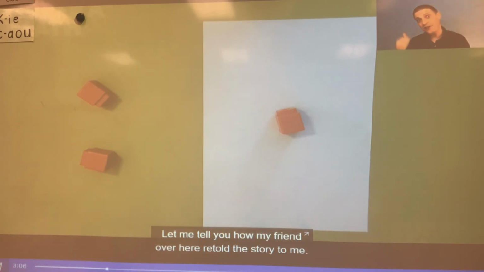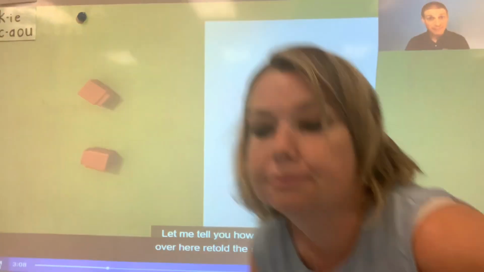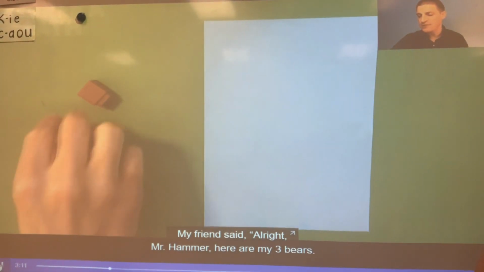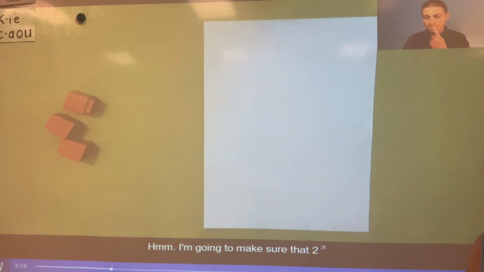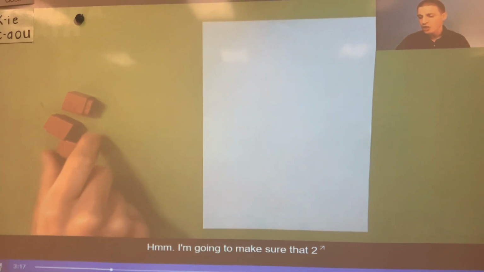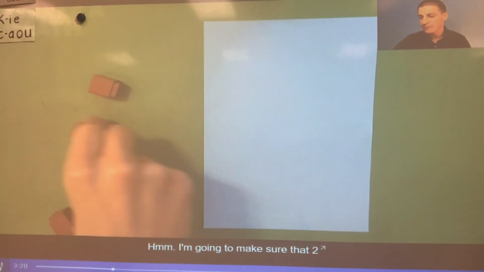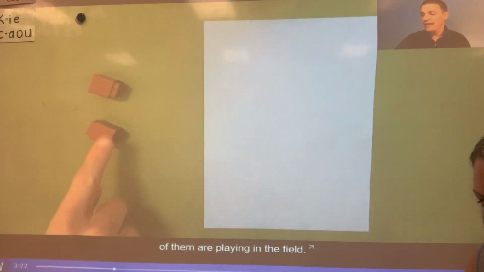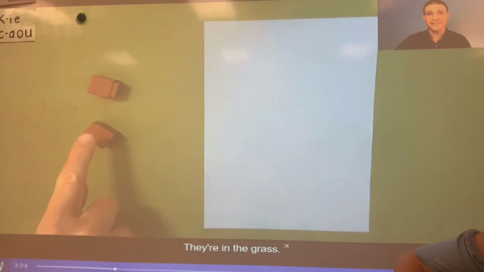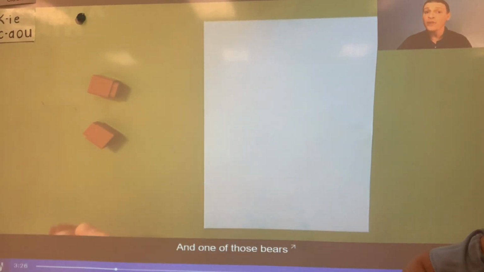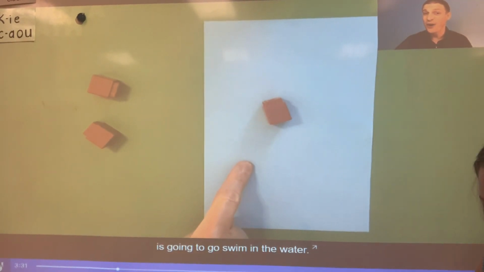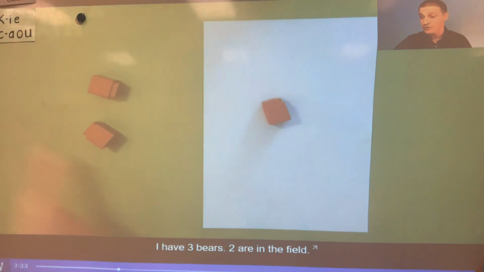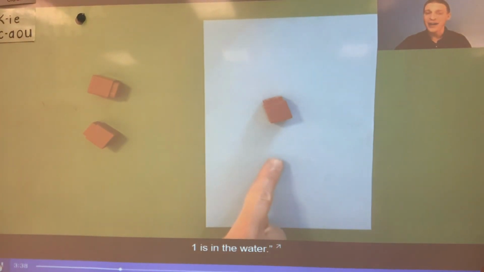Let me tell you how my friend over here retold the story to me. My friend said, all right, Mr. Hammer, here are my 3 bears. I'm gonna make sure that 2 of them are playing in the field. They're in the grass. And one of those bears is going to go swim in the water. I have 3 bears. 2 are in the field. 1 is in the water.